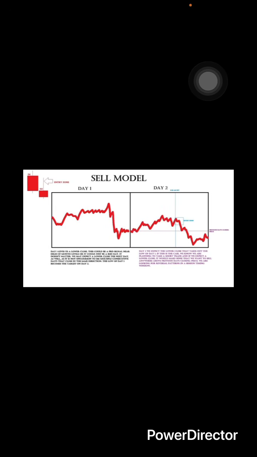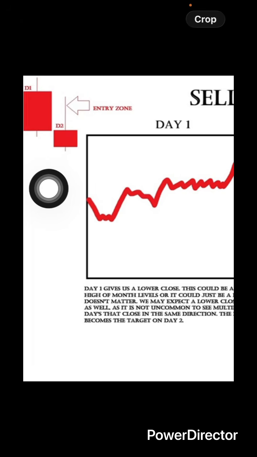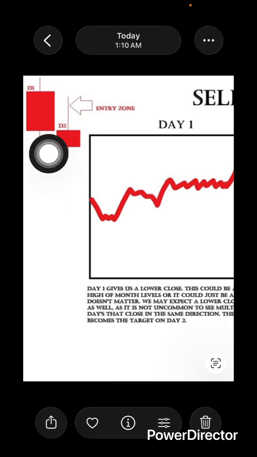Now, this is a simple sell model. These are some of the best trades that I take, the easiest, most simple trades that I can identify on my charts, okay? Now, we're looking at, let's say, a 15-minute time frame, but this here in this corner is what these 2 days would look like if we were looking at the daily charts, right?